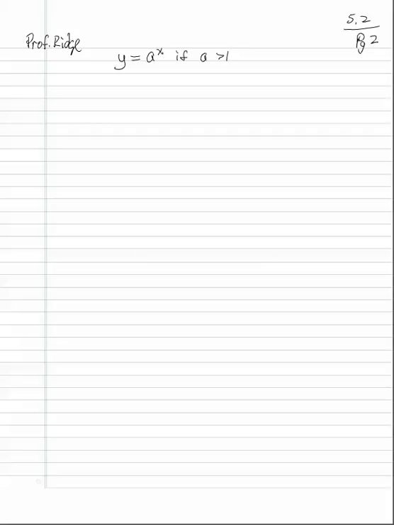Okay, so in general, if we have y equals a to the x and a is greater than 1, that's going to give us what we call an exponential growth curve.